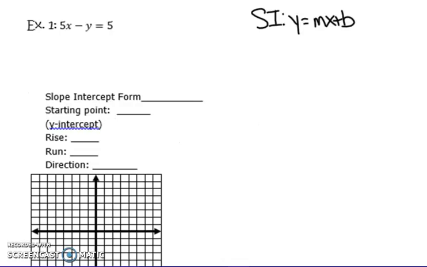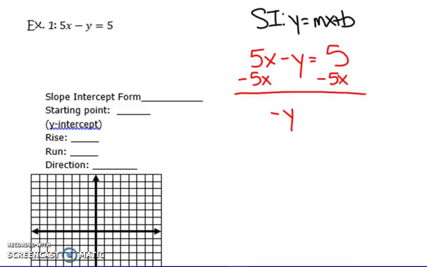If we look at our first example, we have 5x minus y equals 5. I wrote the slope-intercept form at the top just as a visual reminder. So I start with my equation, and my goal is to get y by itself. So I'm going to start with the 5x and subtract 5x on both sides. I now have negative y equals negative 5x plus 5.